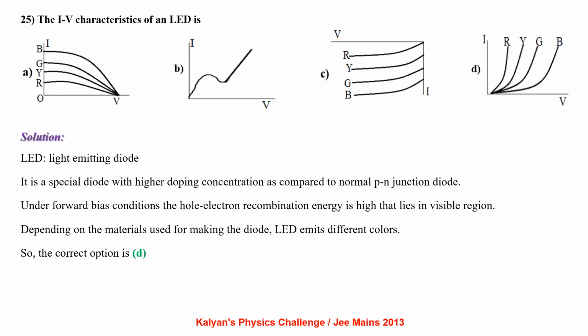The IV characteristics of an LED, where LED stands for light emitting diode. LED is a special diode with a higher doping concentration as compared to a normal PN junction diode. Under forward bias conditions, the hole electron recombination energy is high, that lies in the visible region. Depending on the materials used for making the diode, LED emits different colors of light. So option 4 is correct, which represents the forward bias characteristics of a diode.